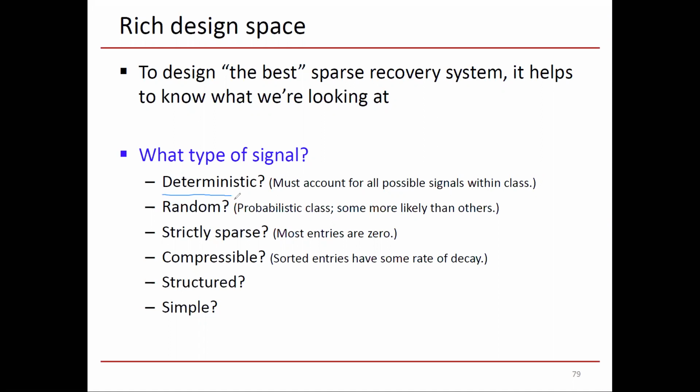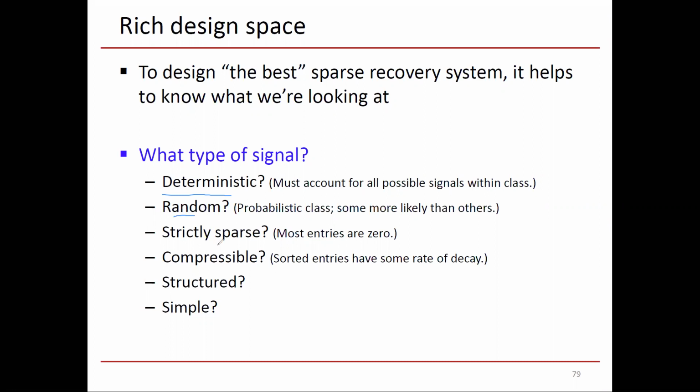A somewhat different approach is a random approach, where you have a probabilistic class of signals. Some of them will be more likely than others. So some signals will be very likely, others will be not so likely. So that's different from deterministic. It doesn't need to have the same result all the time. Maybe it'll outperform for the common cases, underperform for the slightly less common ones. So different types of expectations are required.